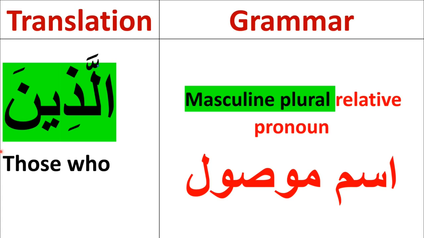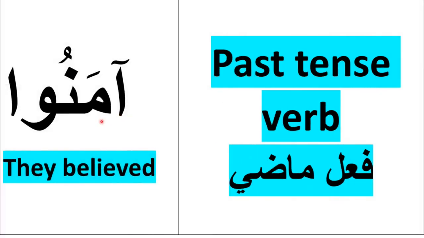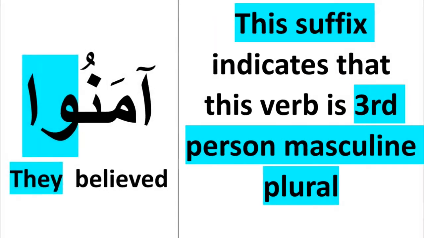الذين, those who, اسم موصول, masculine plural relative pronoun. آمنوا, they believed, فعل ماضي, past tense verb. This suffix indicates that this verb is a third person masculine plural.